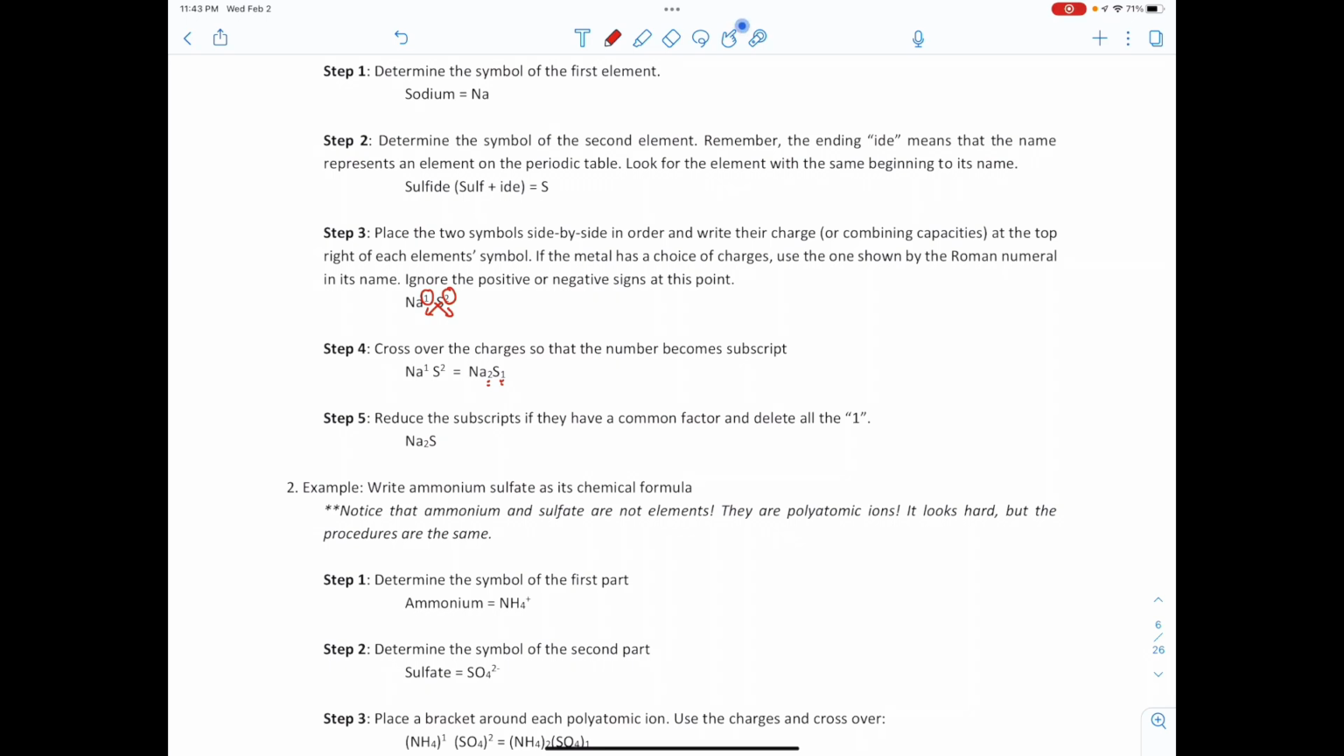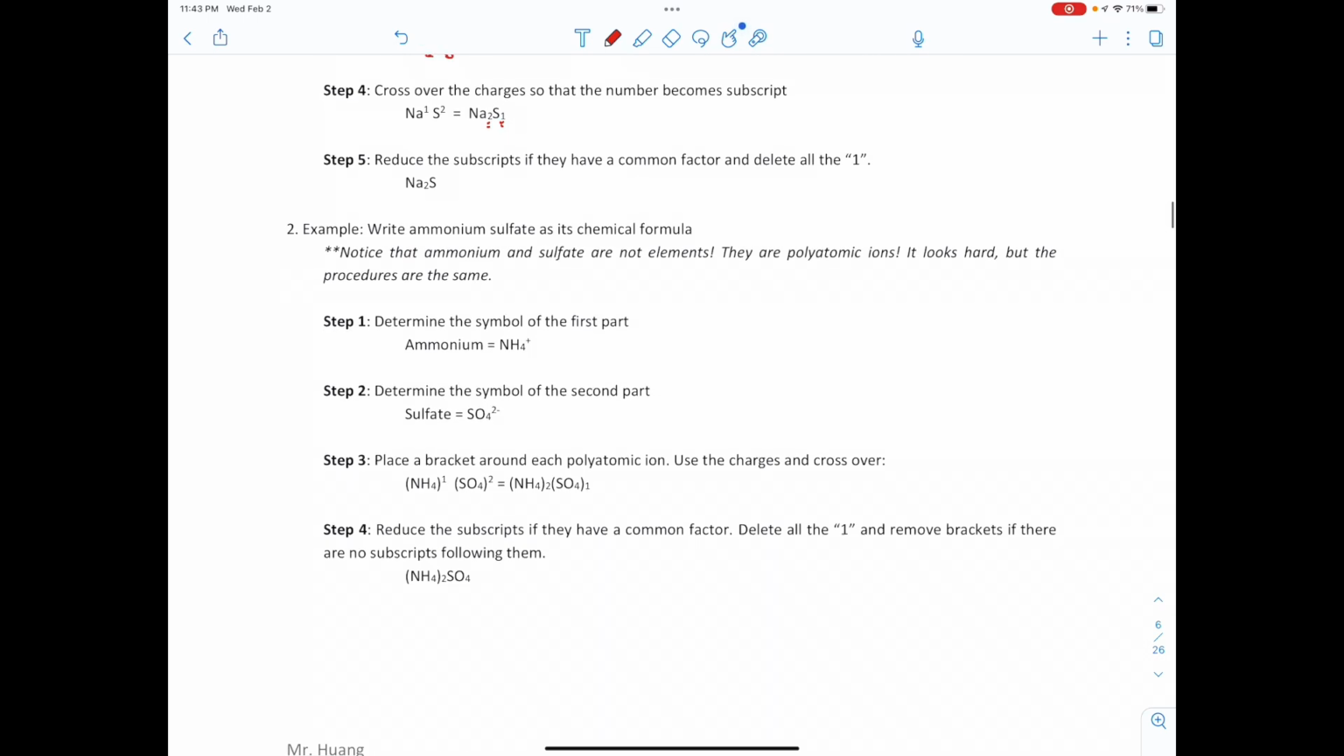In step 5, we're going to reduce the subscripts if they have a common factor, and we're going to clean up by deleting all the 1s. The 1 here gets deleted, and so for sodium sulfide, the chemical formula is Na2S. Here's another example. We have ammonium sulfate. Let's write ammonium sulfate as its chemical formula.